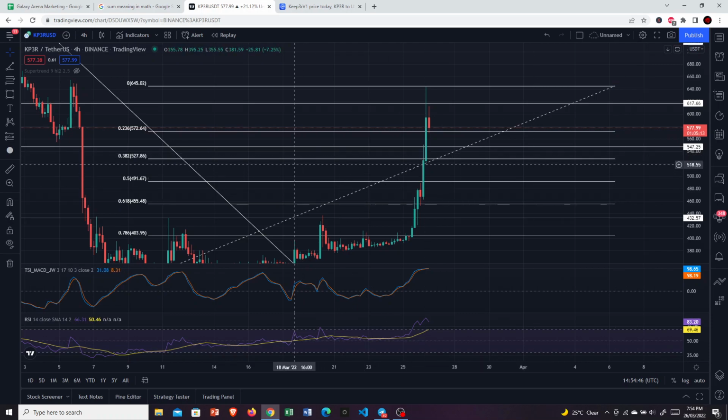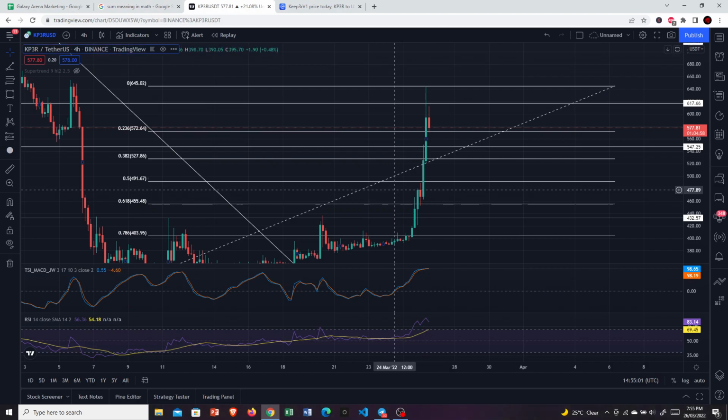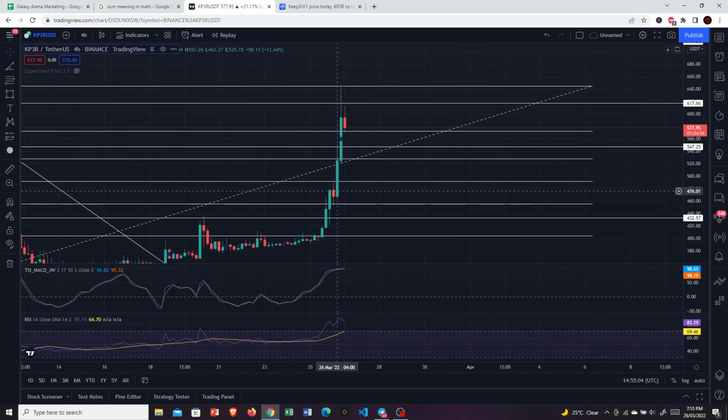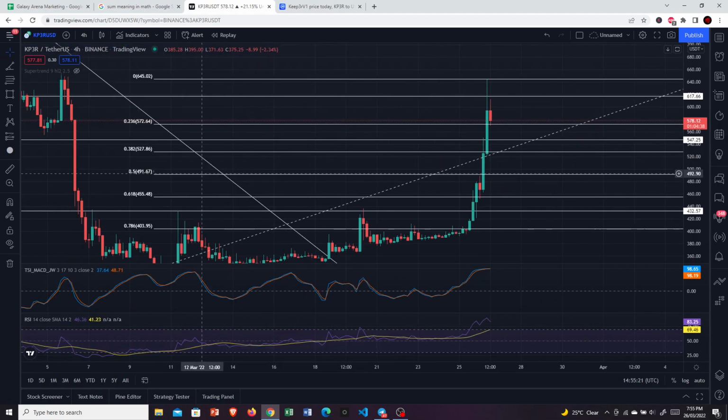If you guys are planning to enter into Keeper, then I suggest you only enter at the 0.618 Fibonacci level of $455. This is a safer entry, and it lies in this demand zone also, because as I have mentioned earlier, one green candle, one red and one green is going to be a demand zone. So if you are planning to enter into Keeper, then wait for this region to hit.